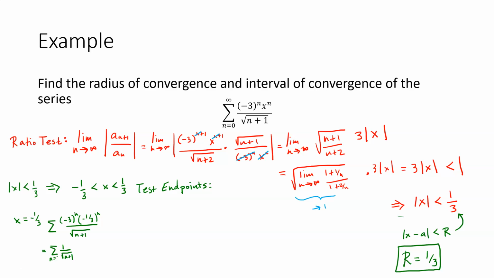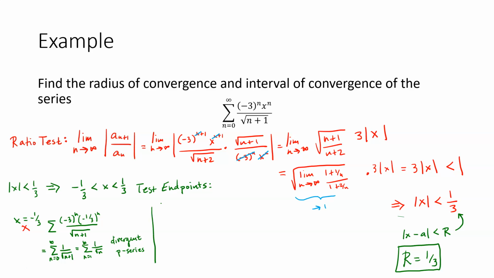And this started with n equals 0, but I can re-index here. So here's a little trick: if I re-index this to start with n equals 1, notice that the first term would be 1 over the square root of 0 plus 1. So if I re-index it to start at n equals 1, then it's just 1 over the square root of n, and we see that this is a divergent p-series. So it'll be divergent when x equals -1/3. So we see that this one is not included in our interval of convergence.